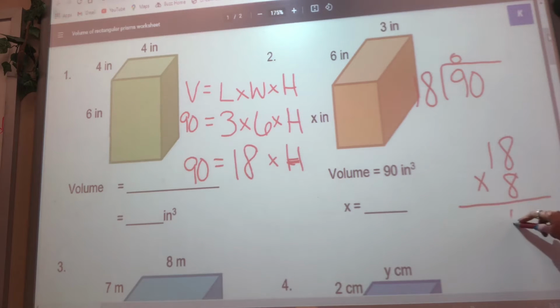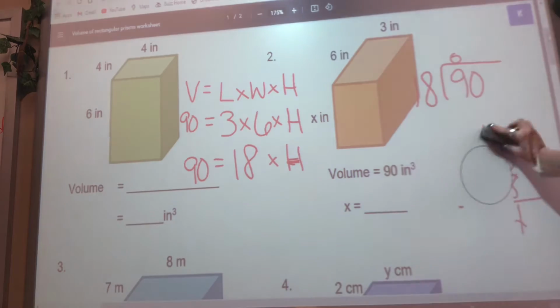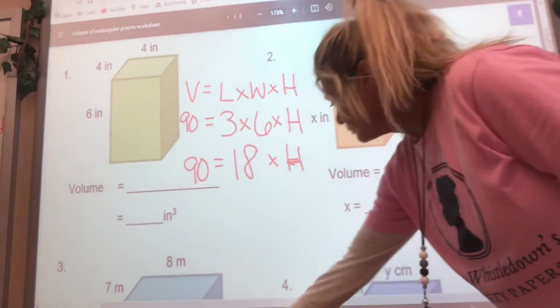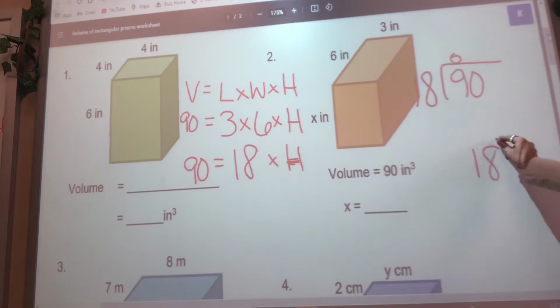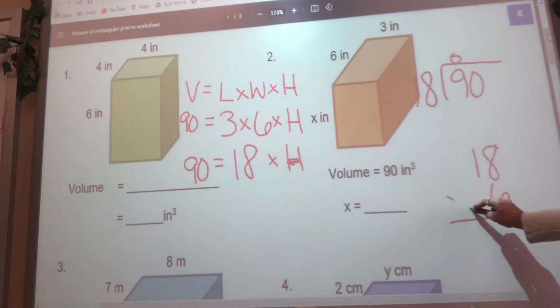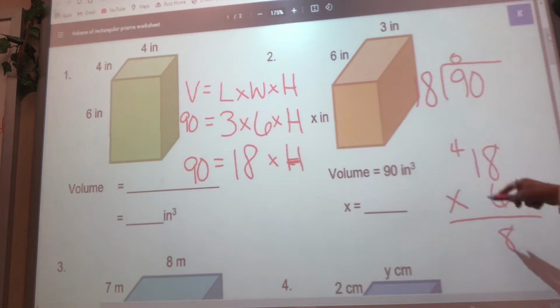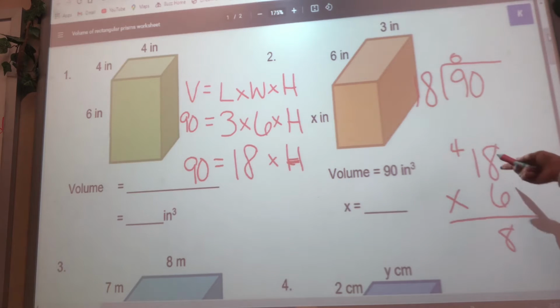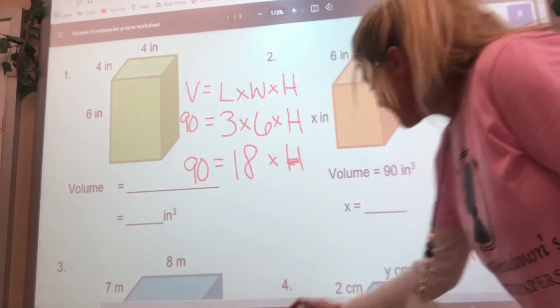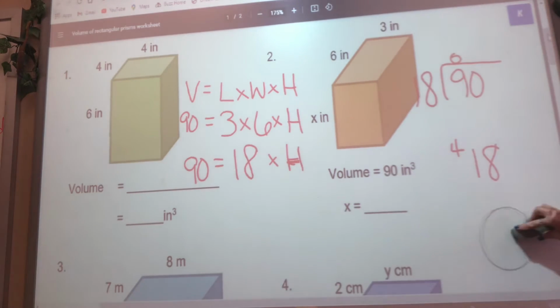8 times 8 is 64. 8 times 1 is 8, plus 6 is 15. Well, that's quite a bit too big, isn't it? So let's drop down a couple. Let's do 18 times 6. 6 times 8 is 48, carry the 4. 6 times 1 is 6, plus 4 is 10. So that's still just a little bit too big. So that tells me for sure now that my number's probably 5.